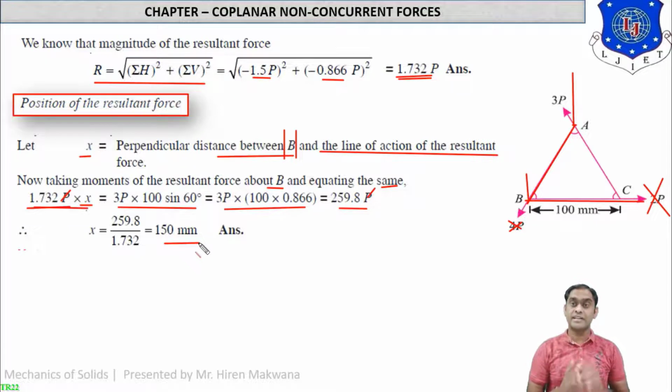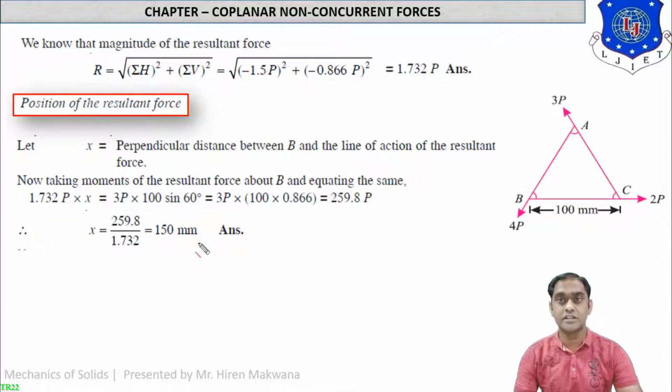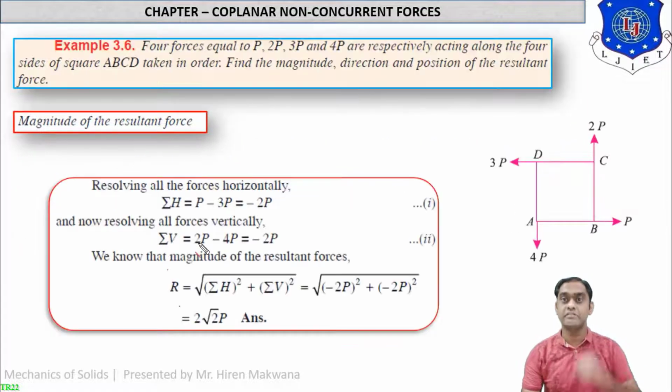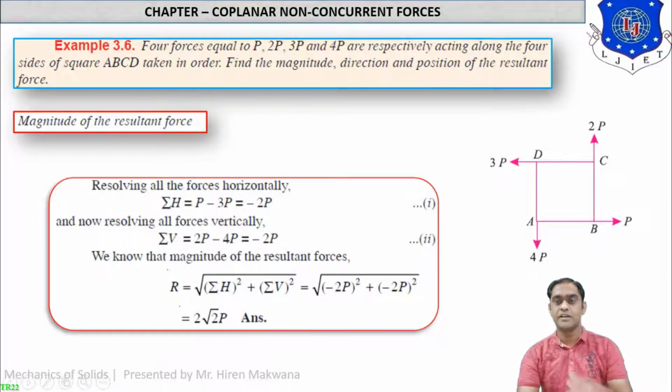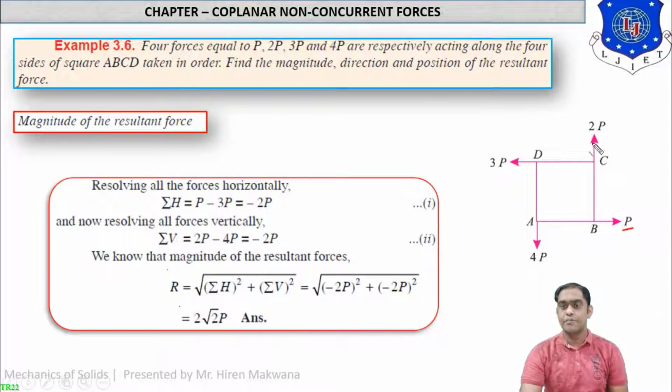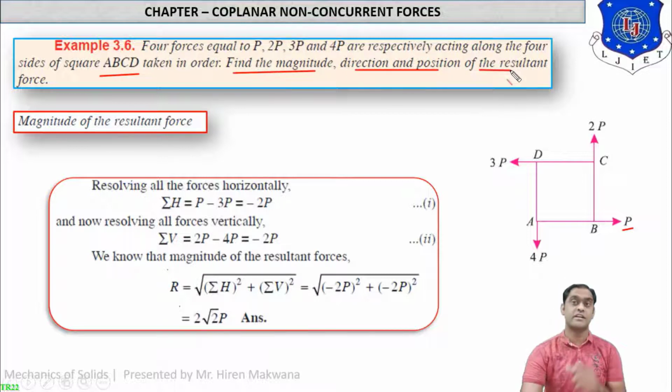If you are not getting clear about this triangular figure, then let us check another example which is based on the square. See this example. In the same type of method, in the square, there are 4 forces now. P, 2p, 3p and 4p. 4 forces respectively acting along the 4 sides of square ABCD taken in order. And we have to find the same magnitude, direction and position of the resultant. Here we have to find the direction also, means the angle also for the resultant force.